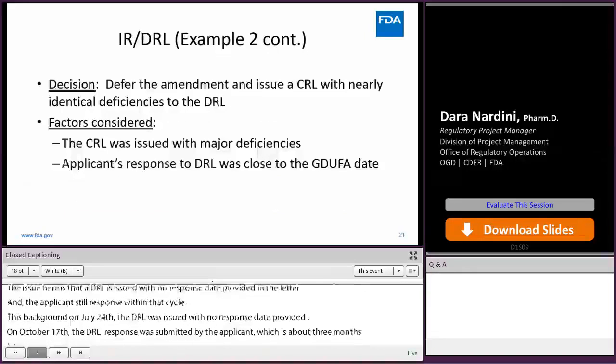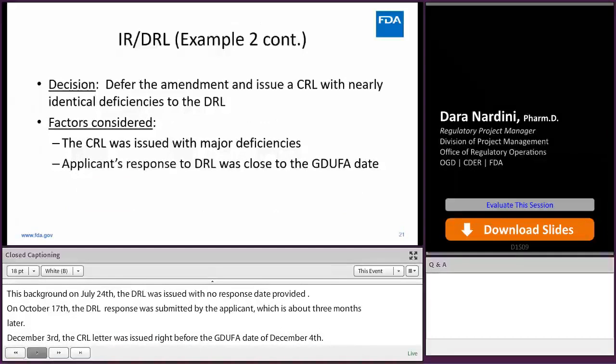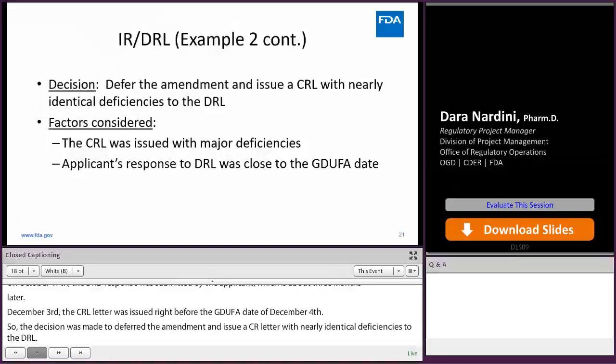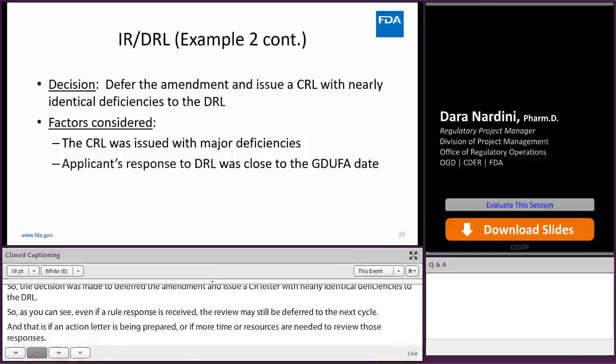So the decision was made to defer this amendment and issue a CR letter with nearly identical deficiencies to the DRL. So as you can see, even if a full response is received, the review may still be deferred to the next cycle. And that's if an action letter is being prepared or if more time or resources are needed to review those responses. So the factors that we considered when the CRL was ultimately issued with these identical deficiencies, they contain those major deficiencies. And in addition to that, the applicant's response to the DRL was close to that GDF date.